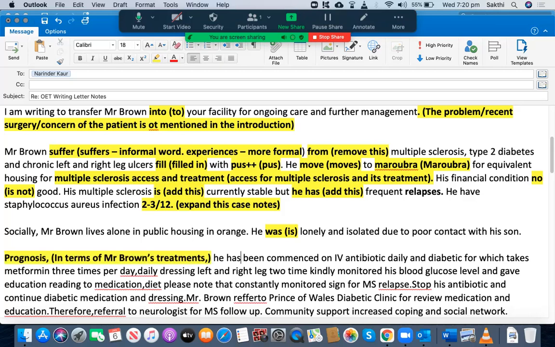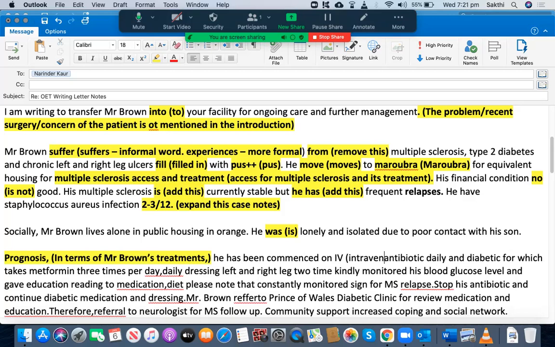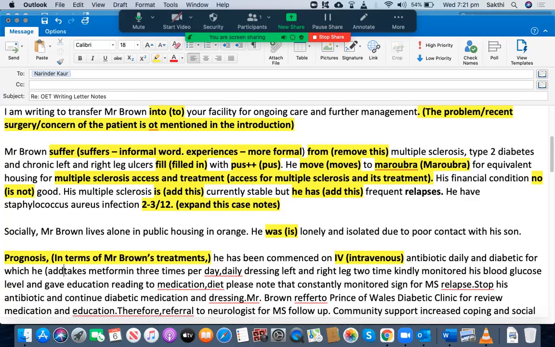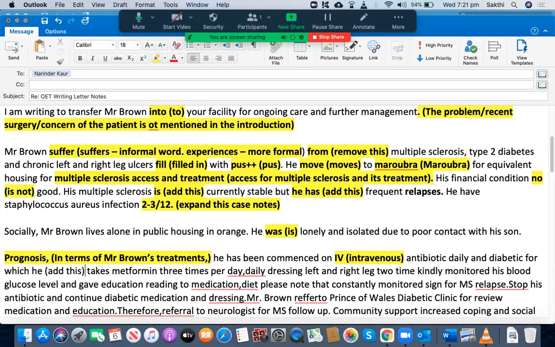Okay, he has been commenced on IV antibiotic. It's better to expand the words fully. So it's intravenous antibiotics. It's better to write down the full words. It's not recommended to write down the abbreviations. Please do not do it. Daily and diabetic, for which, okay, she has been commenced on, and diabetic for which he takes, for which he takes. Okay, so you need to add this one. Add this one with this particular sentence.